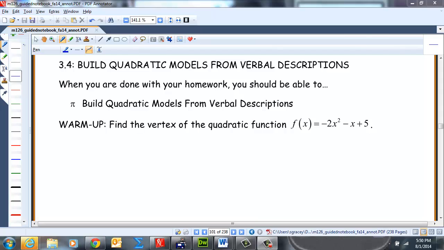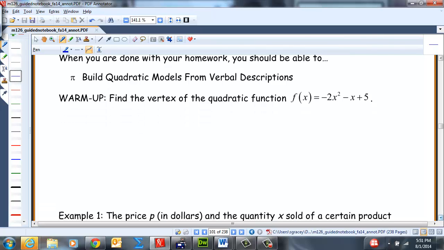We are working on section 3.4 from Precalculus Enhanced with Graphing Utilities by Sullivan and Sullivan. So today we're going to be doing a bunch of different examples where we're building quadratic models from written descriptions. So let's warm it up by finding the vertex of this quadratic function.